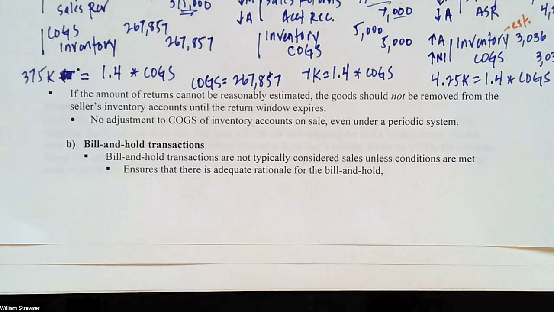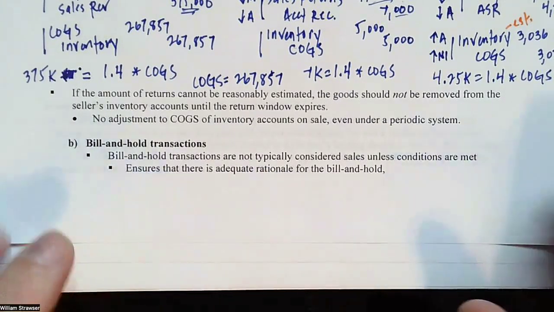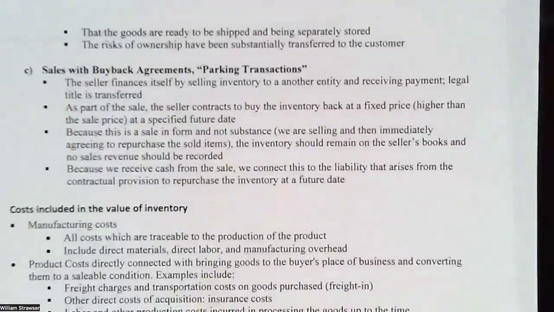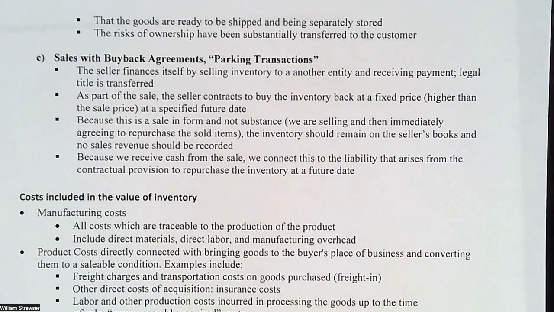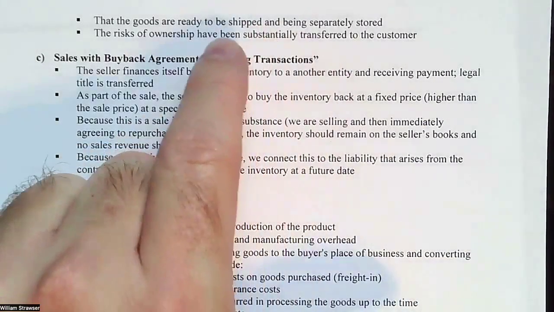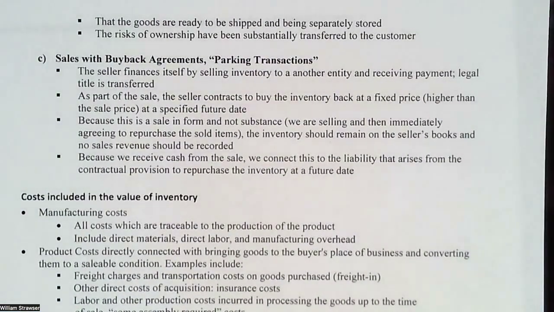And so if there's going to be a bill and hold transaction, there has to be an adequate rationale for the bill and hold. The goods have to be ready to be shipped and must be separately stored in the seller's inventory. Can't be sharing a warehouse with things that are going to be sold. And the risks of ownership, if something was to happen to that inventory while it's still with the seller, it is therefore not the seller's responsibility. The risks of ownership has to be passed along to the consumer.